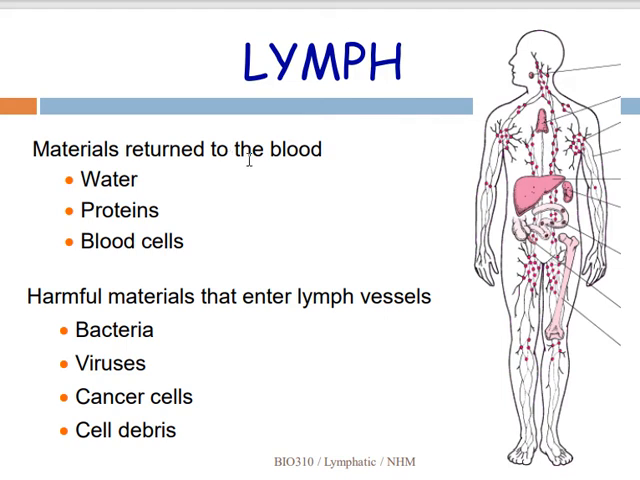Inside the lymph, they are water, protein, blood vessel, bacteria, viruses, cancer cells, cell debris, and etc. Later only water, protein, and blood vessel will transfer back to the blood system. Meanwhile, the bacteria, the viruses, cancer cells, and cell debris will be cleansed by the lymph nodes later.